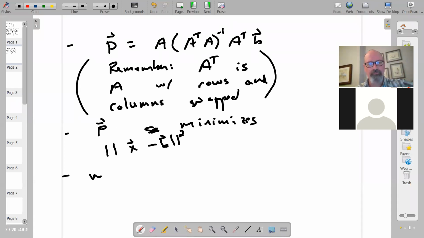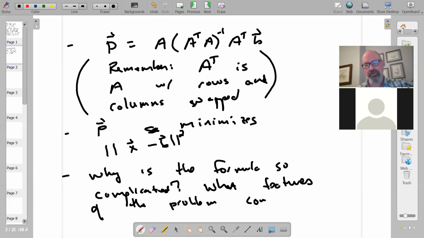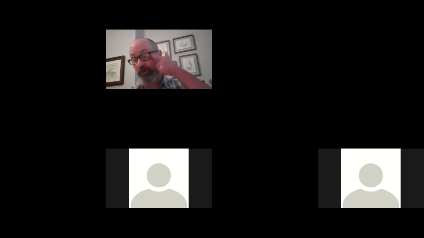Why is this formula so complicated? Why? Or maybe better, what features of the problem complicate the calculation? Anytime you see anything weird in a math course, you should always wonder, why does it look that weird?